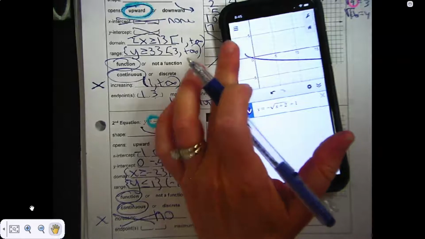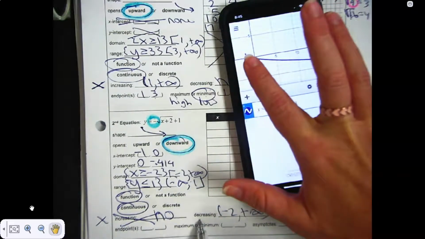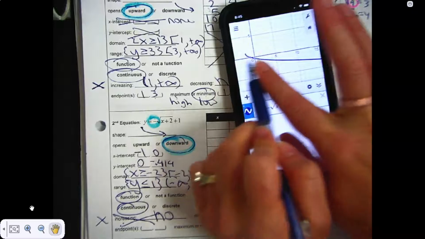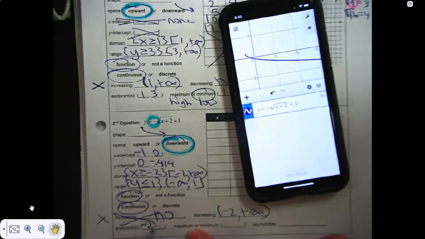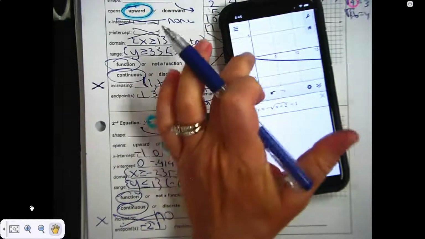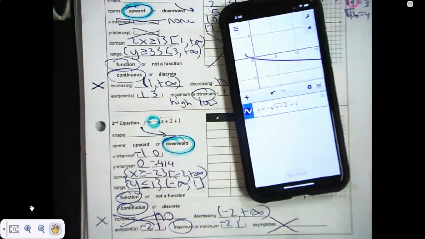Now remember, it's always based on the x, from -2 all the way to positive infinity. Some of you go, but it's going down. No, when we're dealing with increasing and decreasing, we're dealing only with the x conversation. Endpoints, well, we started at -2, 1. Is this a max or a min? Well, it's the top point, so that'd be a max. I don't care about the asymptote.